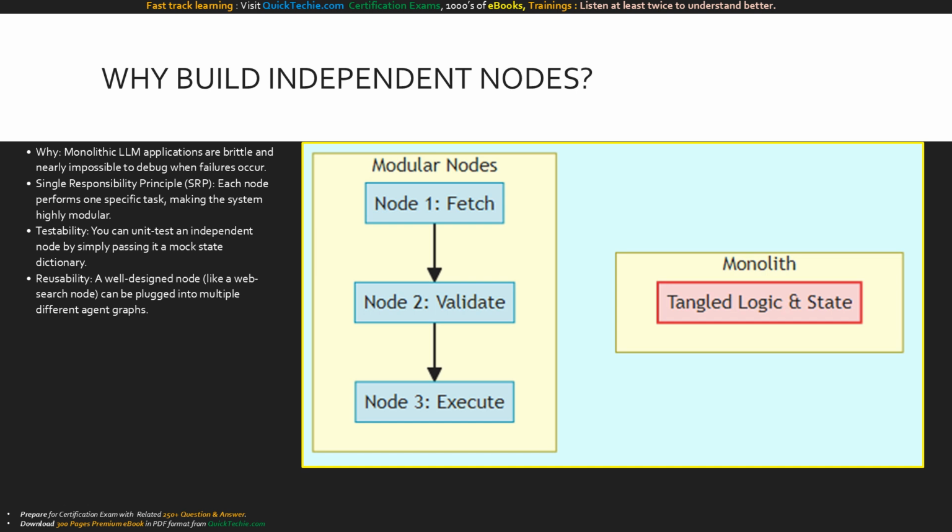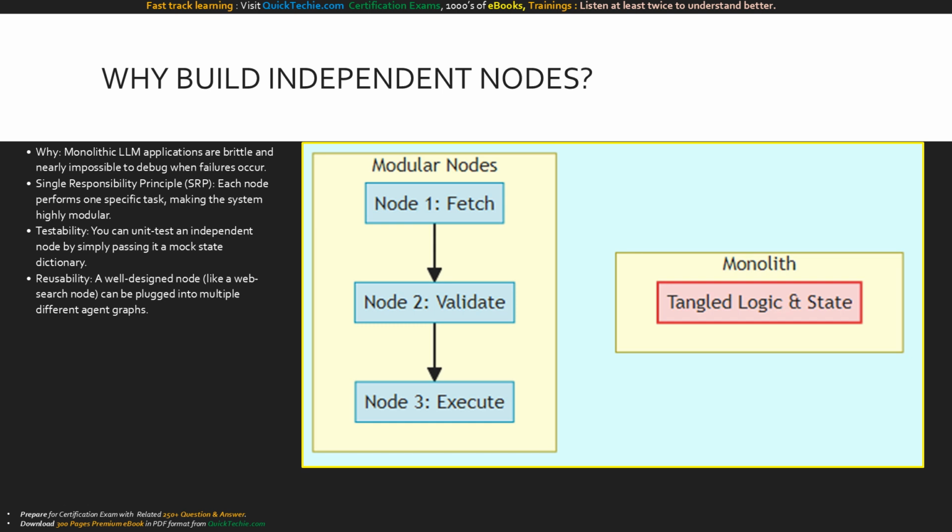First, testability. You can unit test an independent node perfectly by just handing it a fake state dictionary and asserting its output. There is no need to run the entire multi-agent graph. Second, reusability. If you build a robust, independent node that queries a SQL database, you can drop that exact same node into 5 different agent applications without changing a single line of code.